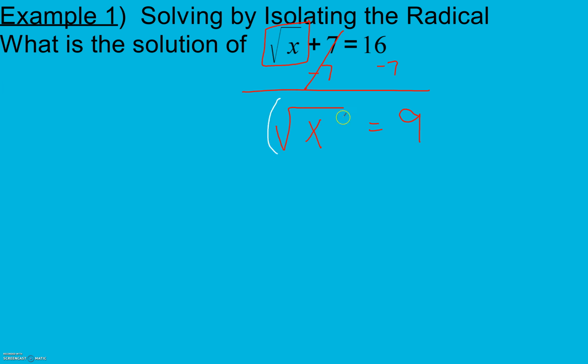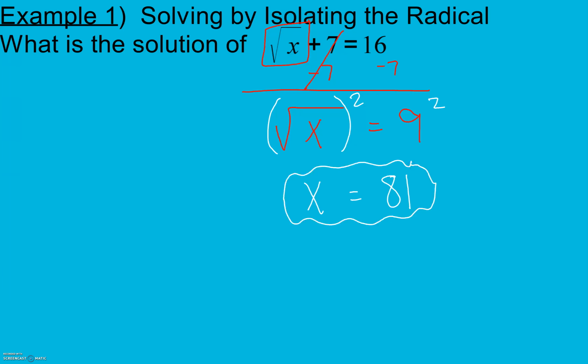Now, to get rid of something square root, we're going to square both sides. We're going to undo that operation. So square rooting and squaring are inverse operations here. 9 squared is 81. So this is probably our answer, but we should plug it in to double check. Square root, instead of having an x, I'm going to put in an 81.